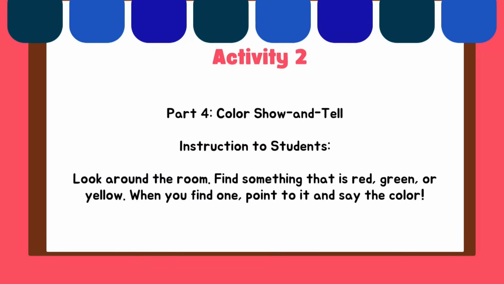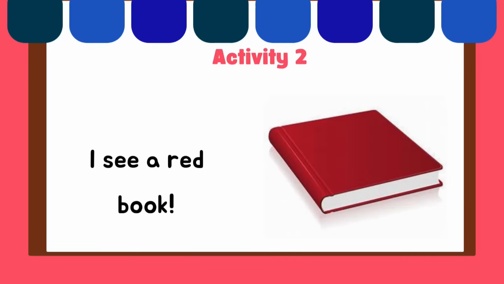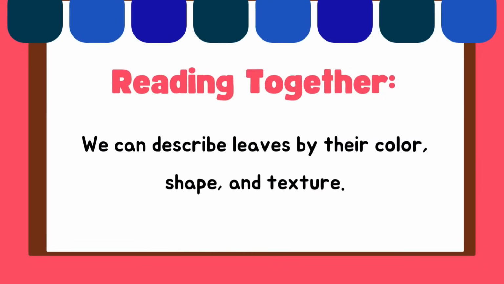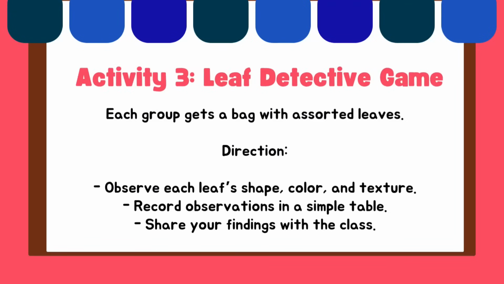Now, let us look around the room. Find something that is red, green, or yellow. When you find one, point to it and say the color. I see a red book. My bag is yellow. Now let's read together. We can describe leaves by their color, shape, and texture.